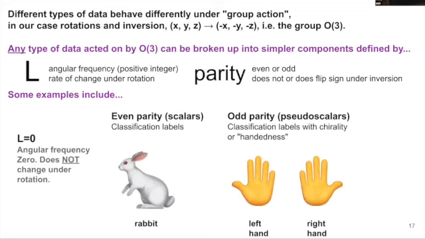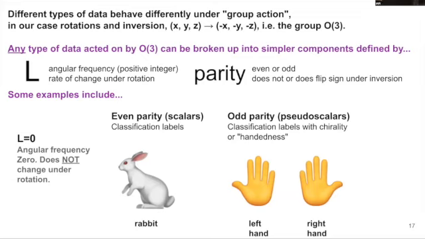Let's go through some examples. So let's go with angular frequency 0. So probably one of the things you're most familiar with are scalars. They don't change under rotation and they don't change under parity. This would be something like a classification label. If I was identifying things in an image like rabbits, that classification label is a scalar.